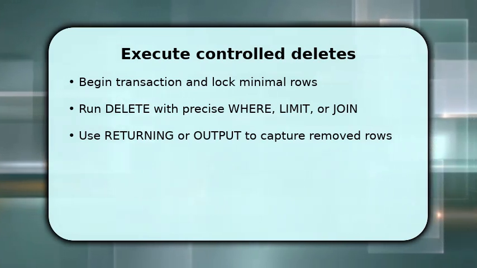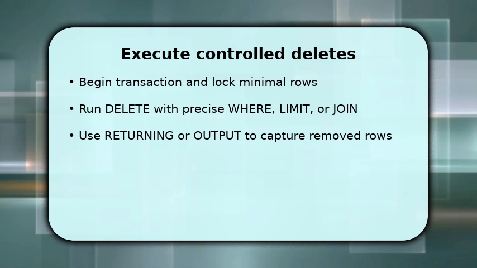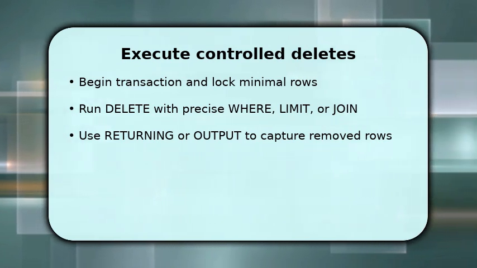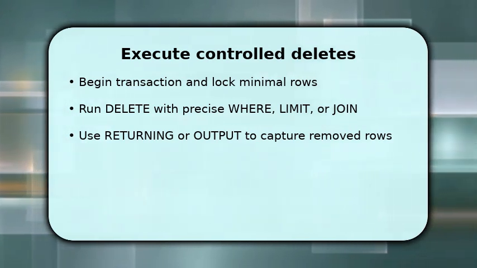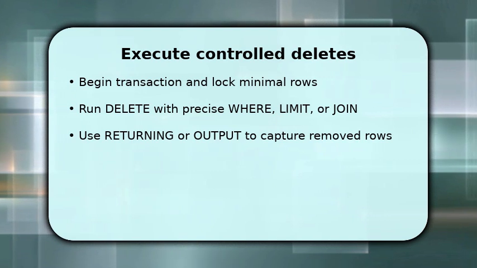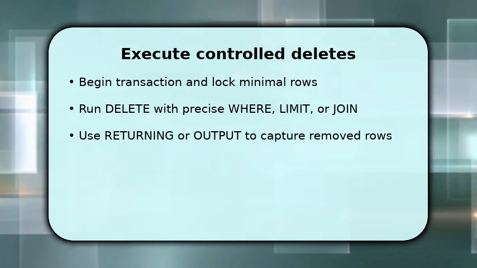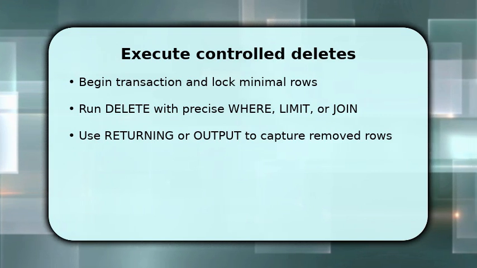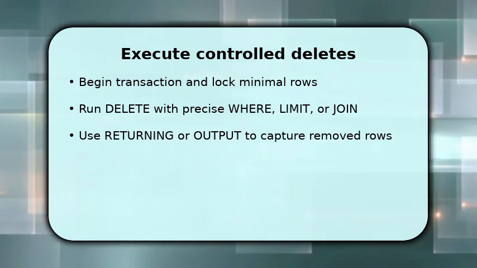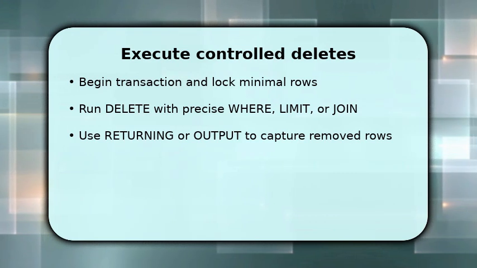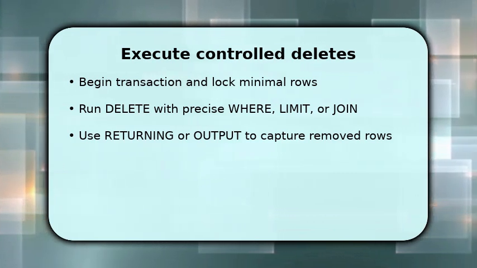Begin a transaction and acquire only necessary locks to avoid long blocking. Use a precise delete statement with where conditions, optional limit or batching, or a join to target related rows. This limits impact and keeps transactions short. Retrieve deleted rows with returning or output so you can verify effects and log changes.